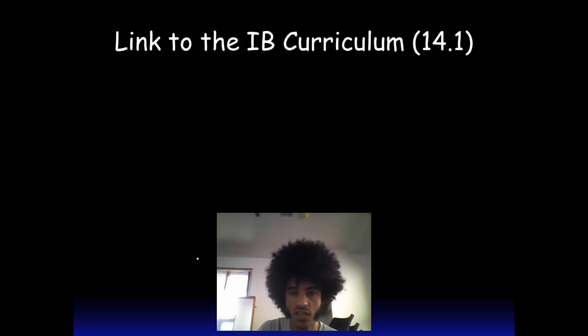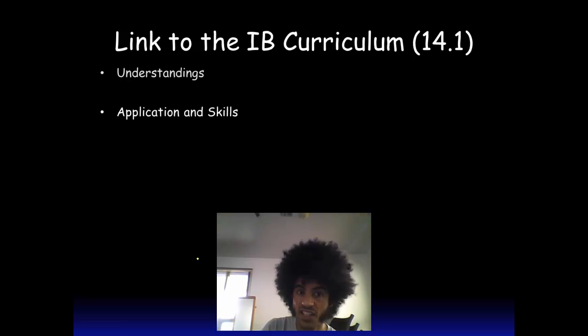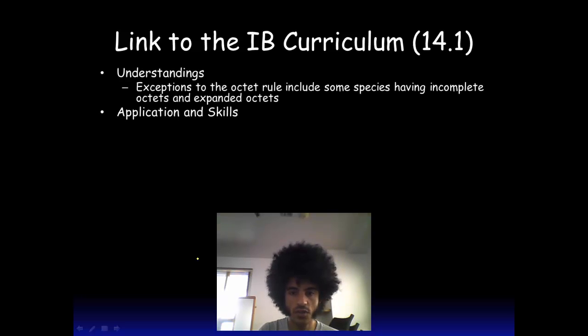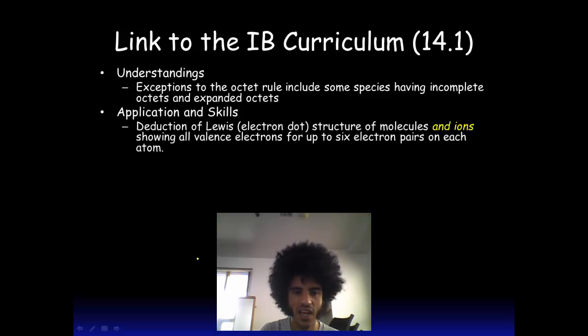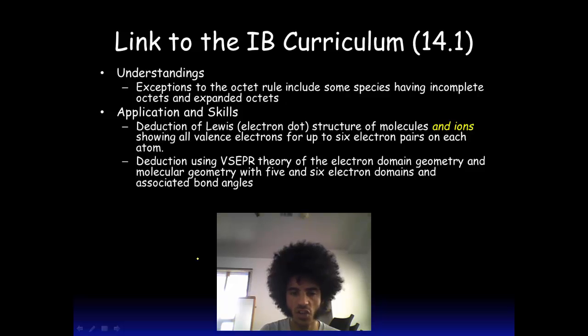So before I go any further, I want to just identify the links to the IB curriculum. It's from section 14, which is the higher level part of unit 4. And the understanding is the same as before. Its exceptions to the octet rule include some species having incomplete octets and expanded octets. In this case, we're going to focus on the expanded octet part. And the application skills are exactly the same as what I talked about in my previous video. It's the deduction of the Lewis structures of molecules and ions. I've put ions in yellow because that's what this video is going to be about today. And also using VSEPR theory to deduce the electron domain geometry and the molecular geometry with 5 and 6 electron domains and the associated bond angles.